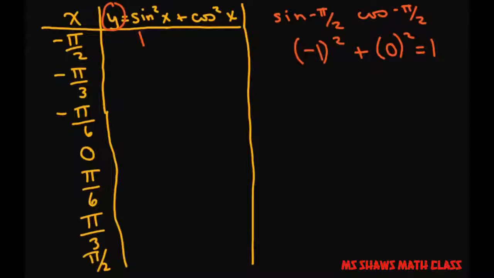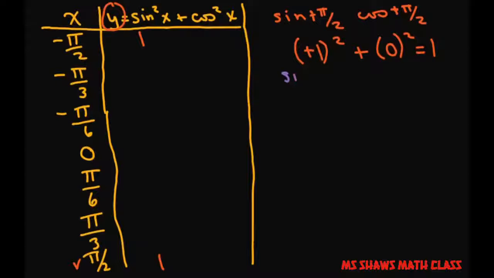Now I'm going to do pi over 2 since I already have it written down. Sine of pi over 2 is positive 1, and cosine of pi over 2 is 0, so that still gives you 1.